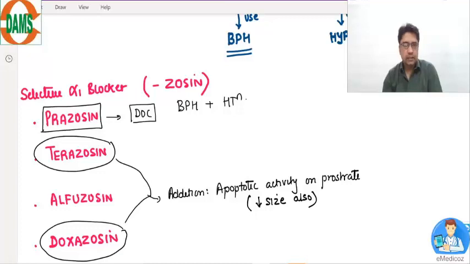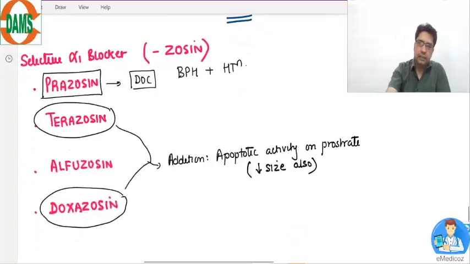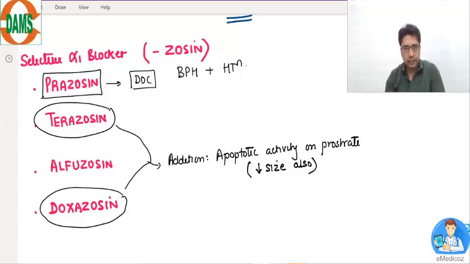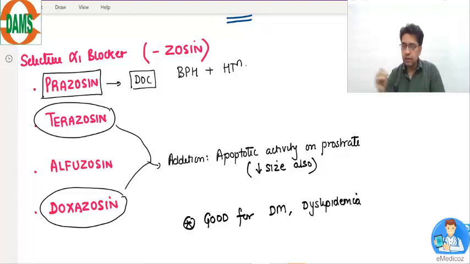Another point, I will tell you later on that these drugs are good for diabetes and dyslipidemia. They are good for diabetes and dyslipidemia.